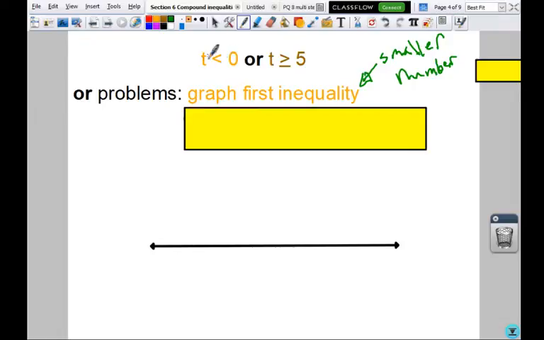So my smaller number is going to be this 0 right here. So I'm going to go over here on my left side. It's t is less than 0. I'm going to make my line. I'm going to put 0 underneath it. I'm going to put my circle right here. And then I'm going to make my arrow going to the left because this looks like an arrow going left. My arrow's going left because it's everything less than that. That's how I'm going to make my arrow, just like that.